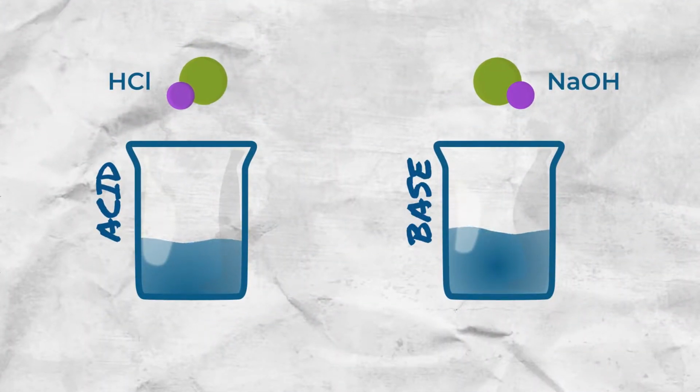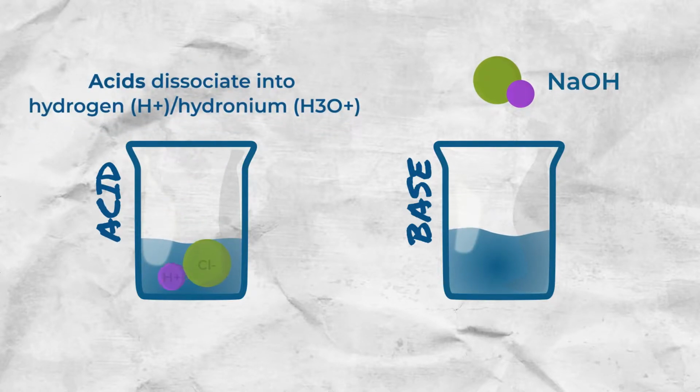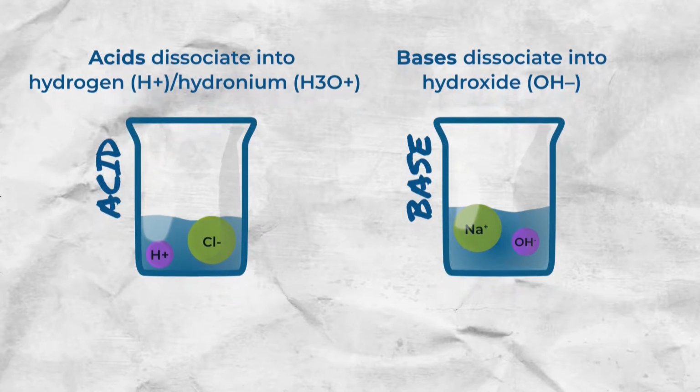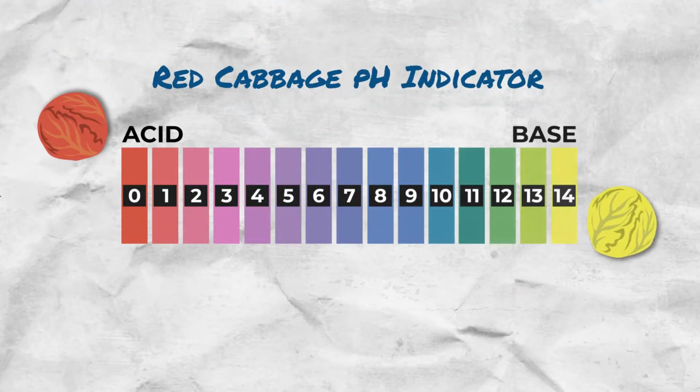Today we're talking about acids and bases and how they differ because of the way their compounds dissociate. Acids are solutions whose compounds dissociate into hydrogen or hydronium ions, while bases are solutions whose compounds dissociate into hydroxide ions. Acids have more hydronium than hydroxide when they break down, and bases have more hydroxide than hydronium when they break down. The pH scale measures if you have an acid or a base.